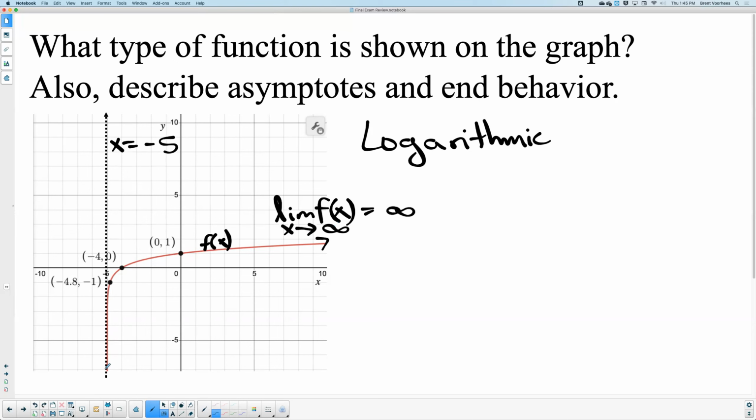Tell me about this other limit down here. Rising, falling, getting really flat? Flat means horizontal when I say that. What's happening this time? It's falling, negative infinity. So far, there's all of our infinities. You're going to have 3 infinities with exponentials and logarithms. You'll always have 3 infinities.